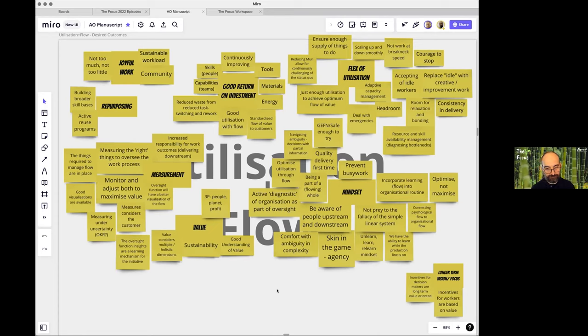Flex of utilization, and that's very closely related to the repurposing that we've talked about. You'll see the organization is a lot more adaptable, flexible, a lot more focused on servicing, and reacts a lot quicker to changing conditions or customer needs. You'll also know that the measurements are different.